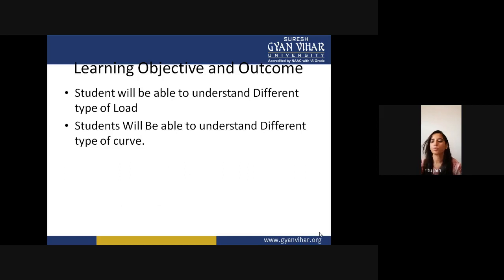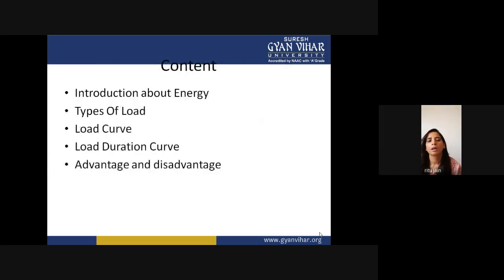So let's come to the point: what is load, and what are the requirements to identify the load in the generation process. Before going on, we must understand the content of this lecture. The content is: introduction about energy, types of load, load curve, load duration curve, and advantages and disadvantages of load curve.